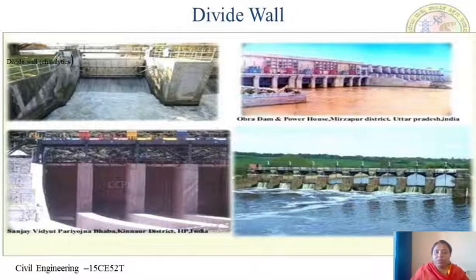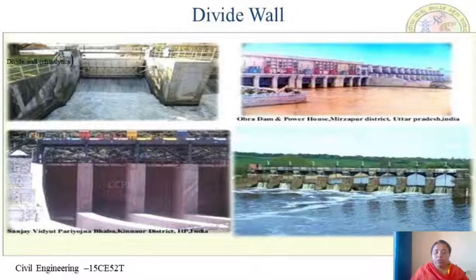On the upstream side, you can see the wall is extended just to cover the canal head regulator, whereas on the downstream side, it is extended up to the launching aprons. In the second image, you can see the divide walls are extended up to the launching aprons.